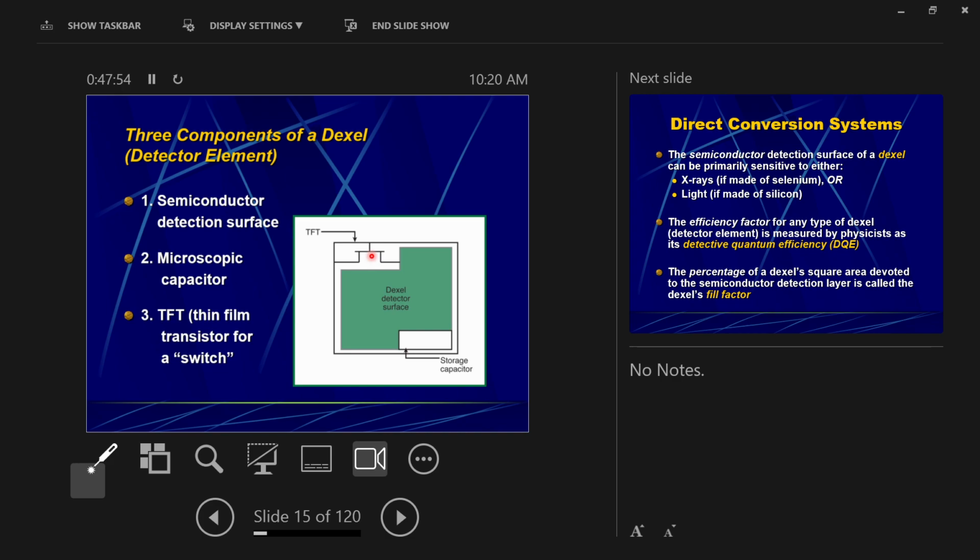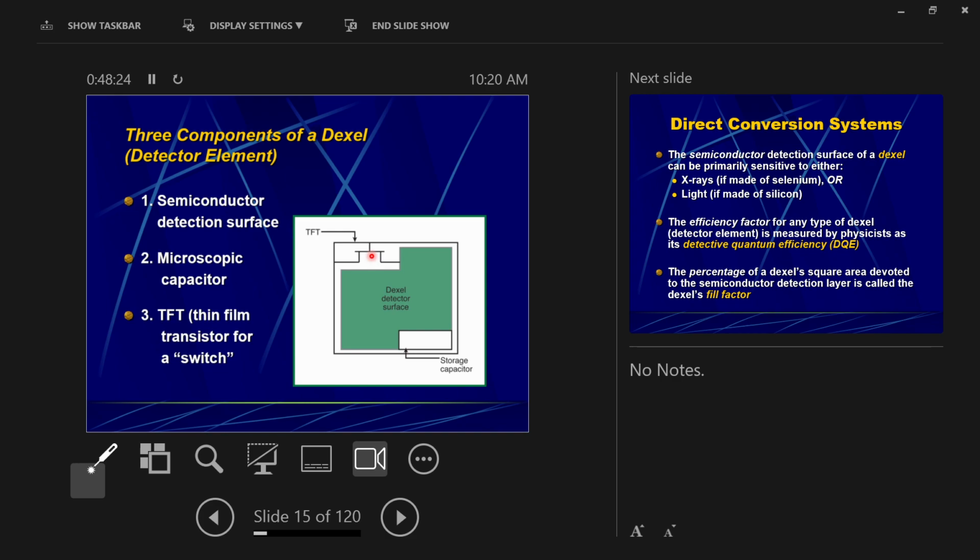Because if all of those detector cells turn on and send their signal at the same time to the computer, the computer can't tell which one it's coming from. So the computer has to tell this cell up here, turn on and send me your current, okay? Then the computer reads it. Then the next one over, turn on and send me your current. And the next one over, turn on and send me your current. And it's going to read the electric current coming from each one of these microscopic detectors.